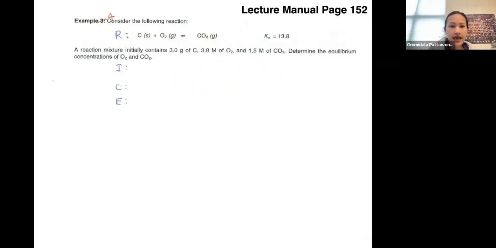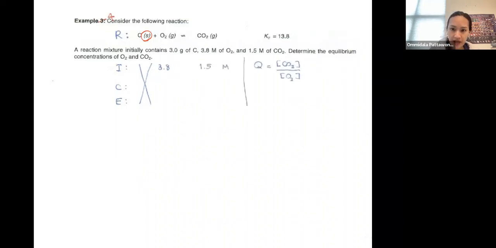In this case, the information that we will not need to use is the concentration or the amount in grams of carbon. The reason is that carbon is in the solid state, so we can exclude that. The initial concentration for oxygen is 3.8, and for carbon dioxide it is 1.5 molar. Now to find the change, you need to set up Q. Q will be product over reactant. Plug in those values, and you are going to get 0.39.